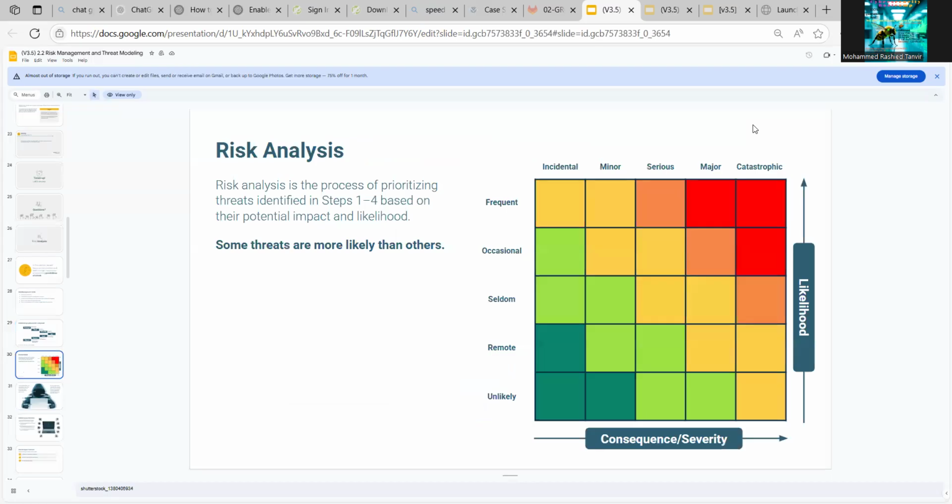And risk analysis now. Risk analysis is the process of prioritizing the threats identified in steps 1 to 4, based on their potential impact and likelihood. Some threats are more likely than others.